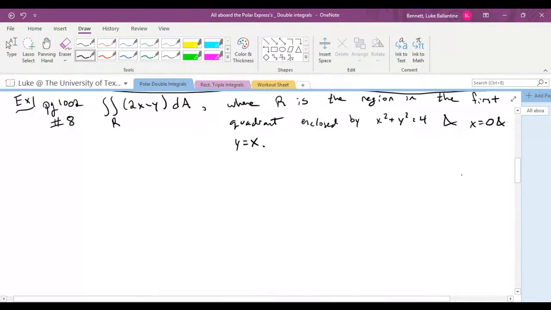I actually found this out of the book, page 1002, number 8, where R is a region in the first quadrant enclosed by the cylinder x squared plus y squared equals 4, x equals 0, and y equals x. So let's draw this. What do we have?